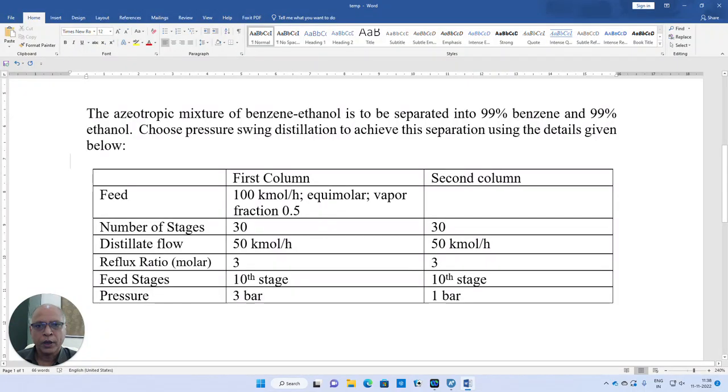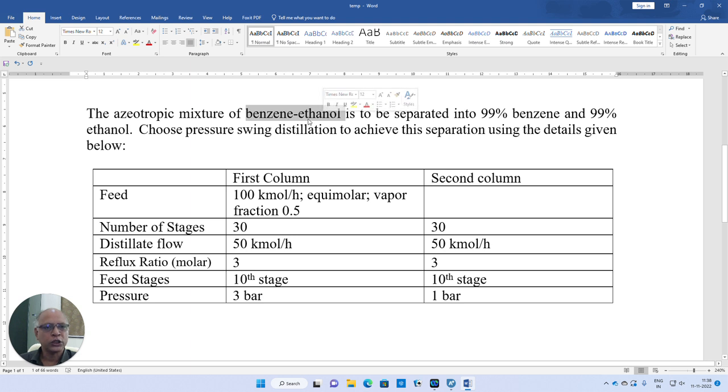Good morning. In this session, I would like to demonstrate the separation of an azeotropic mixture using pressure swing distillation. As you are aware, this option is possible only when the system exhibits a pressure sensitive azeotrope. So I have taken such a system, which is benzene and ethanol.